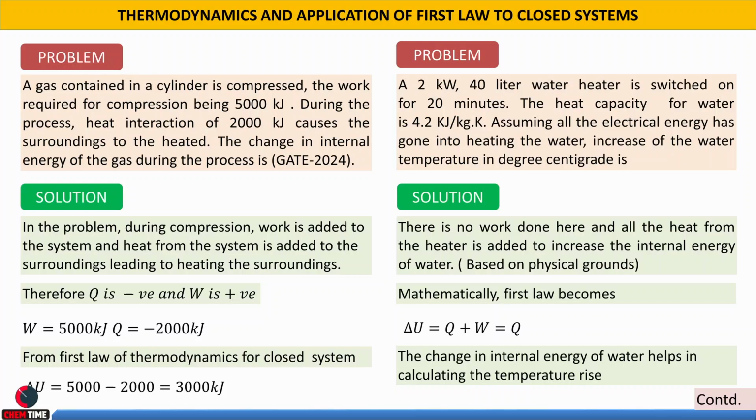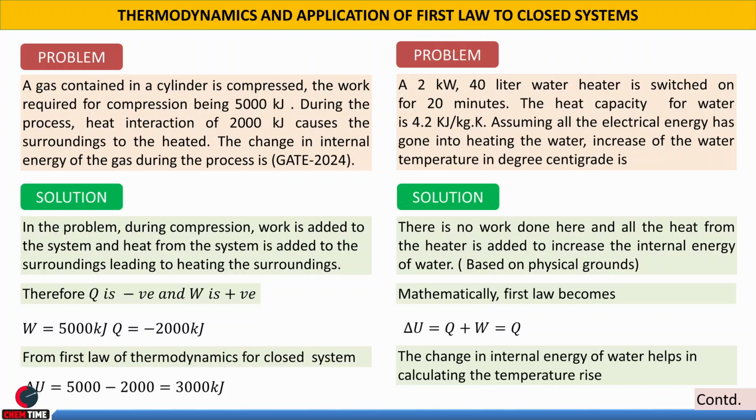Since the gas is compressed, work is added to the system and hence W is positive. And the surroundings got heated, that is, heat is transferred from system to surroundings, so Q is negative. W is given as 5000 kilojoules and Q is minus 2000 kilojoules. With this, the first law of thermodynamics for a closed system gives the change in internal energy as 5000 minus 2000, that is 3000 kilojoules.